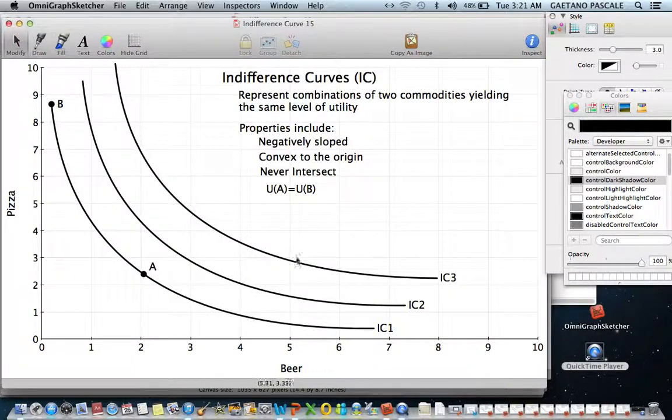Make sure you also realize that the further the indifference curve is from the origin, the higher the level of utility. For example, indifference curve 1 might represent 10 units of utility, indifference curve 2 might represent 20, and indifference curve 3 might represent 30. So points A and B both generate 10 units of utility. But also remember that the further the indifference curves move away from the origin, the higher the level of utility.